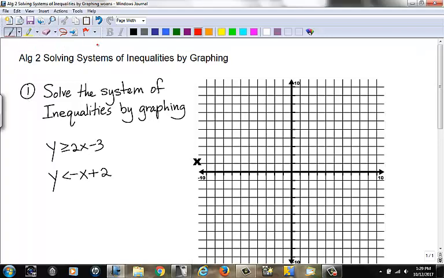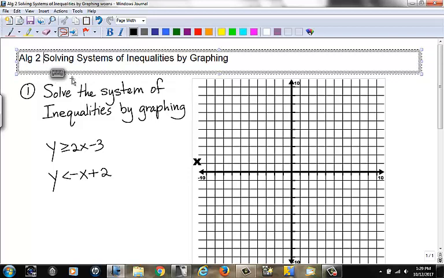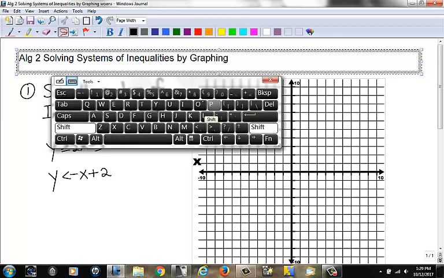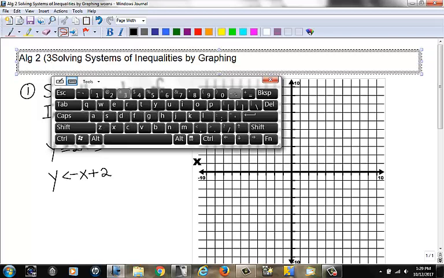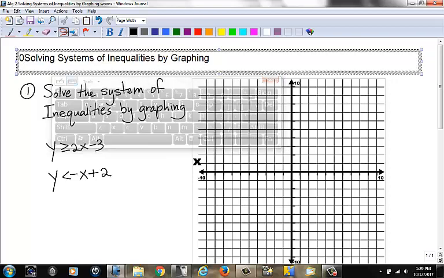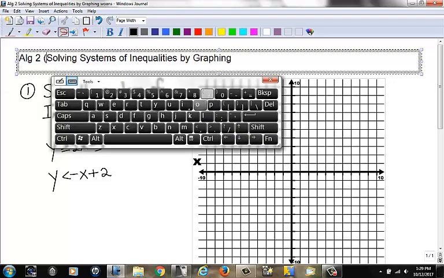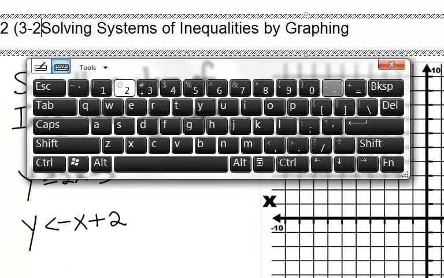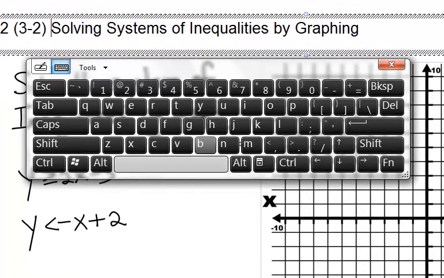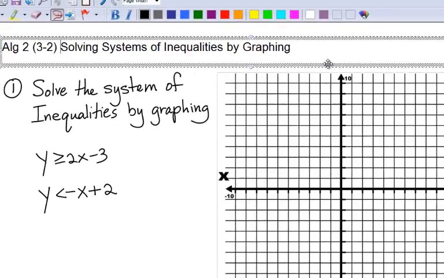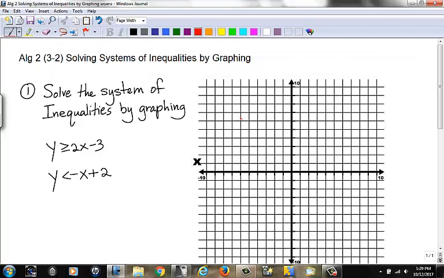Okay, we're going to go through section 3.2 on solving systems of equations graphically. Whoops, that didn't work very well. Hang on. Do that. 3-2, on solving systems of inequalities. Okay, so they're going to have less than, greater than symbols. And we're going to go through two examples.